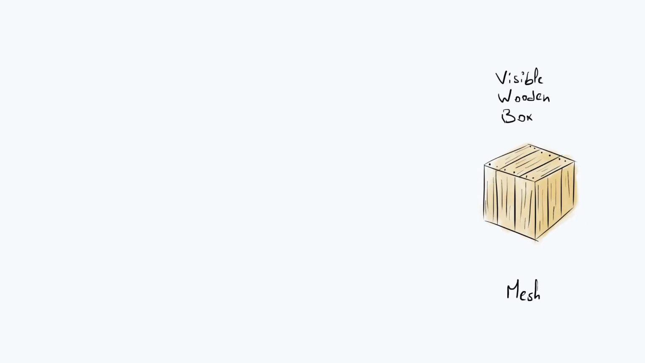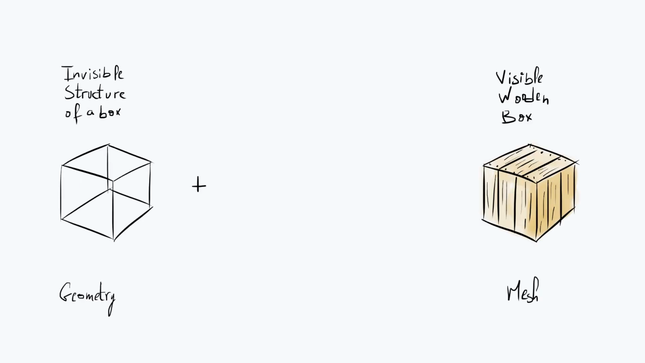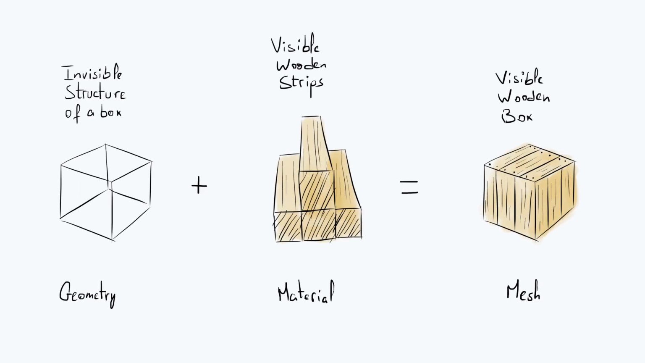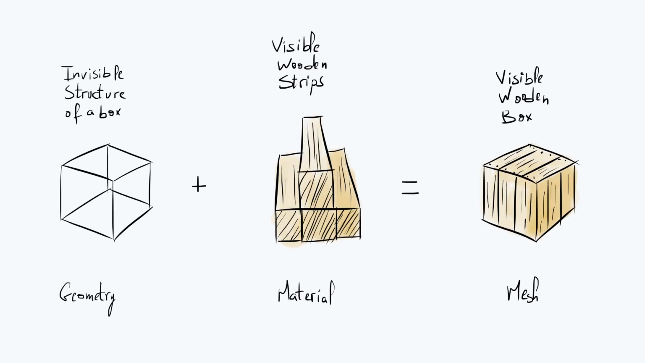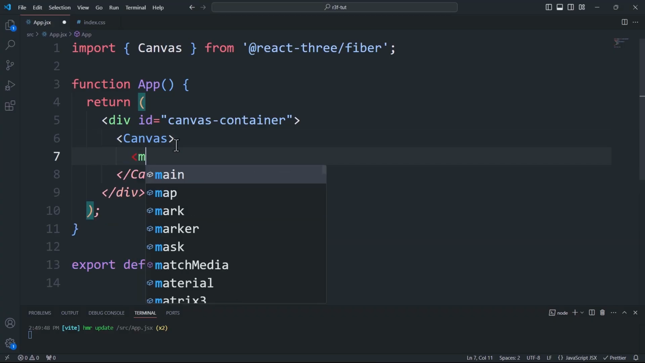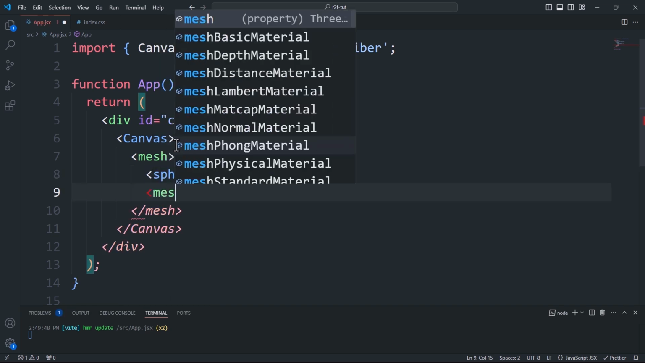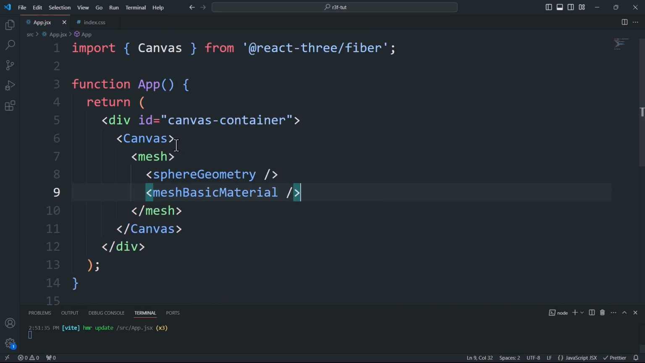In React Three Fiber, objects are referred to as meshes, and a mesh is composed of two components. The first component is the geometry, which defines the shape of the mesh. The second component is the material, which defines the surface of the mesh and how it appears, particularly when affected by different types of light. So to add a sphere to the scene, I'll create a mesh component with two children, the sphere geometry and the mesh basic material.